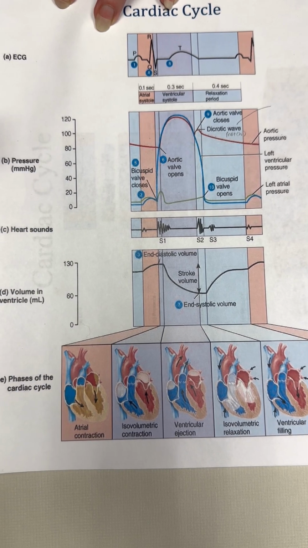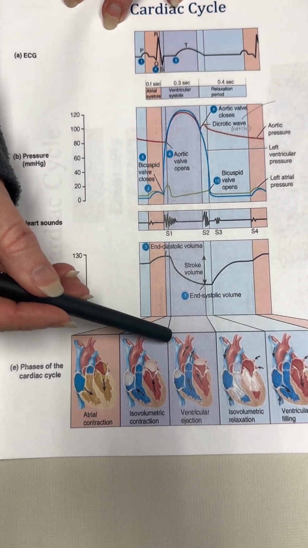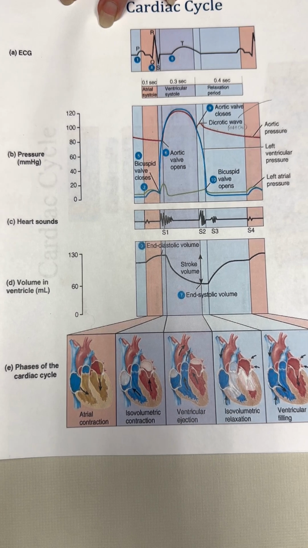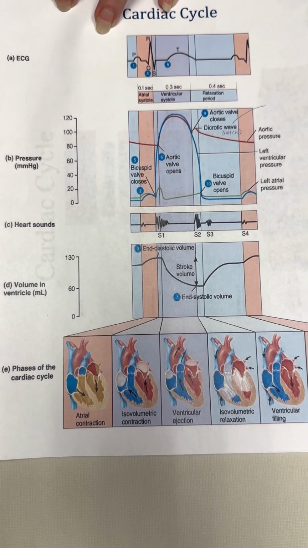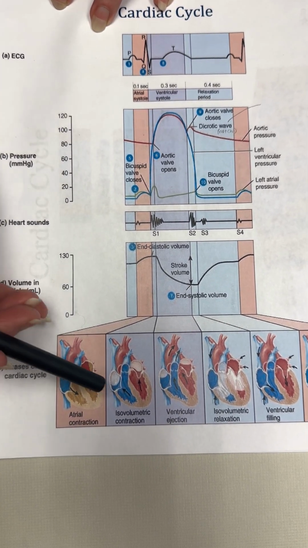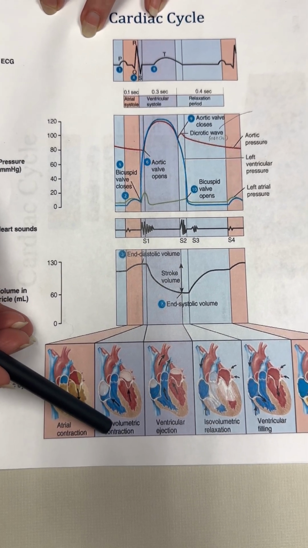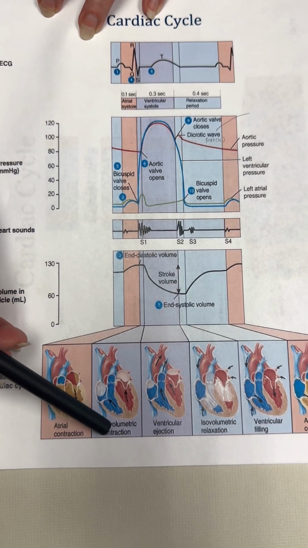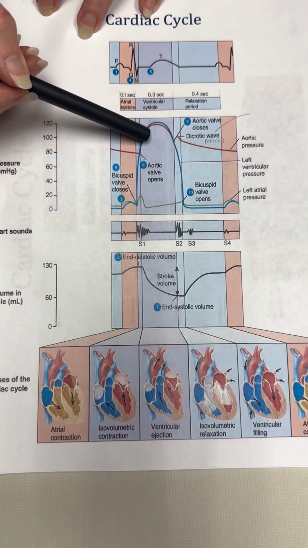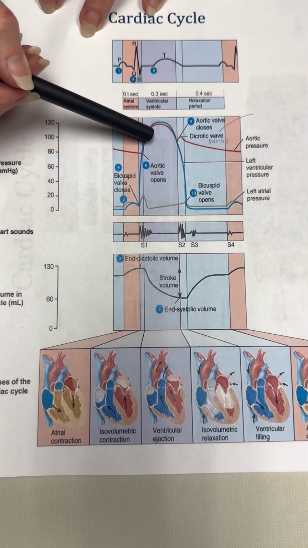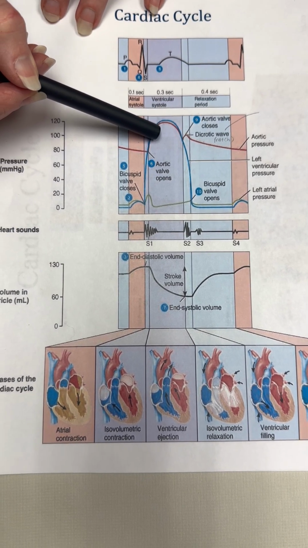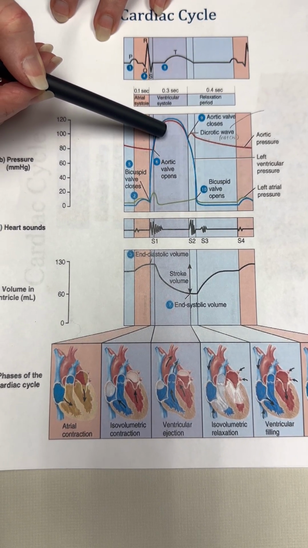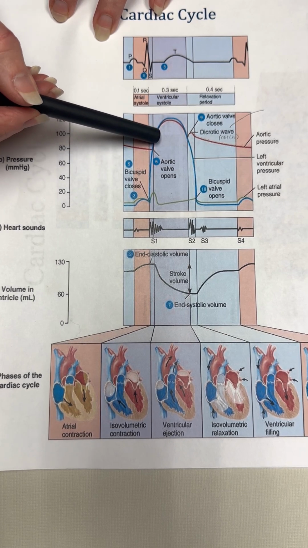The volume does not change, and that's going to correspond with anything that says isovolumetric, because that means it's the same volume. Okay, this is the isovolumetric contraction, and what this is telling us is that we've begun to contract, but the pressure in the ventricle has not exceeded the pressure in the aorta yet. So we have not forced blood out through the aorta.